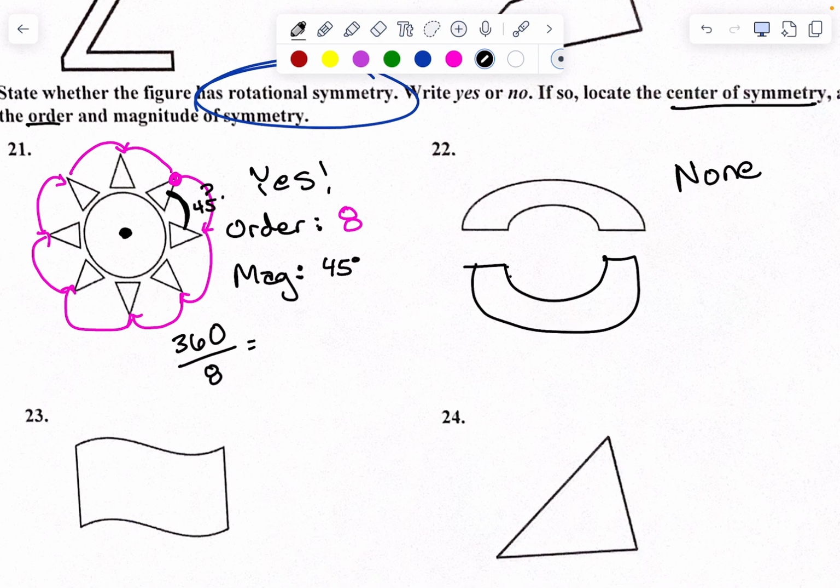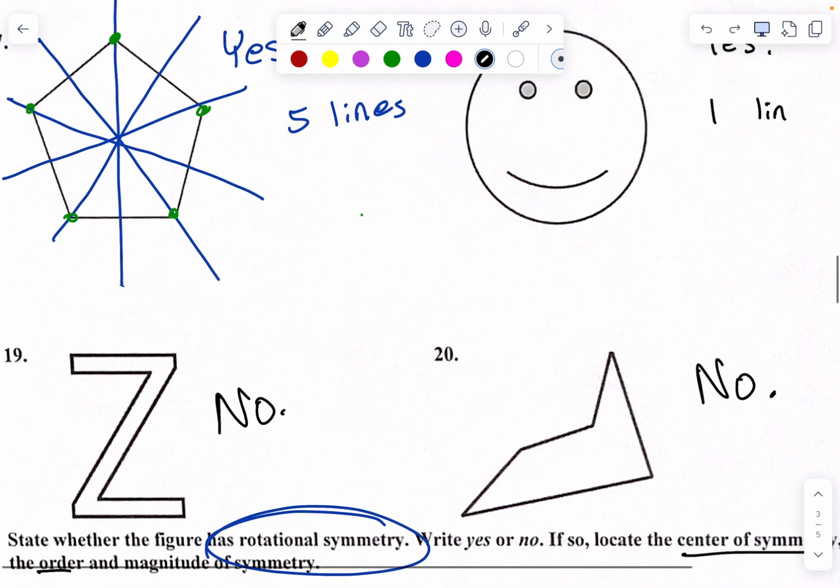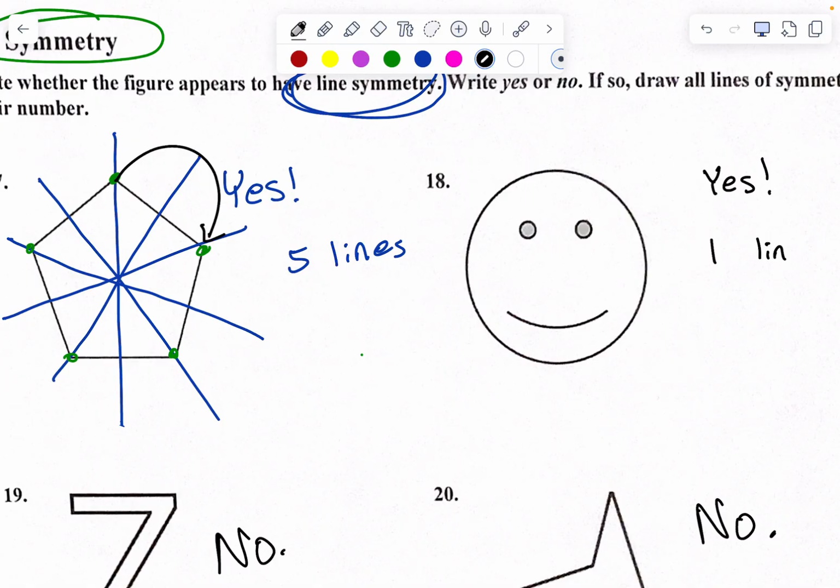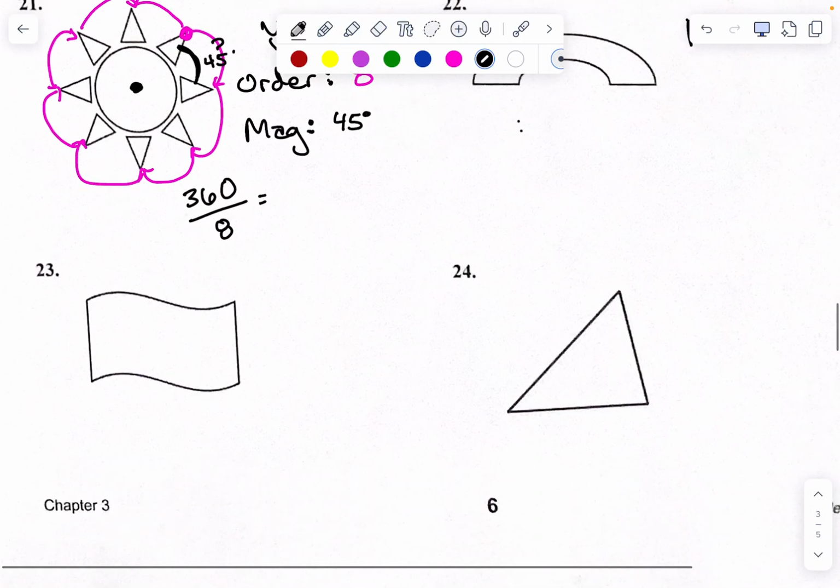So for number 17, would that also be 360 divided by 5? Number 17? Yes. He will have rotational symmetry, and to get from here to here, it will be 360 divided by 5.